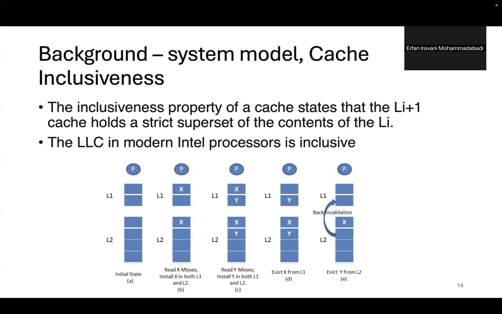However, if for any reason data like Y is evicted from L2 while it's still present in L1, then L2 will send an eviction request to L1 and also evict Y from L1. So everything that's not present in L2 should also not be present in L1. And this is the concept of inclusiveness. The LLCs in modern Intel processors are inclusive.